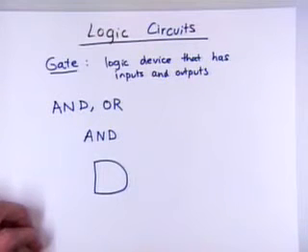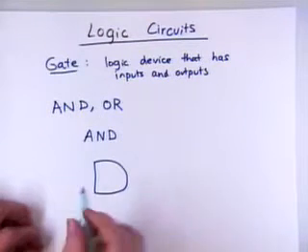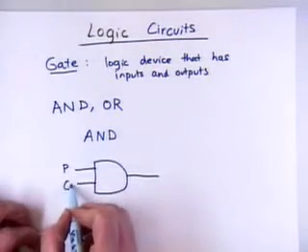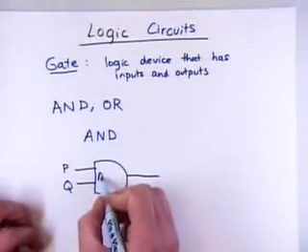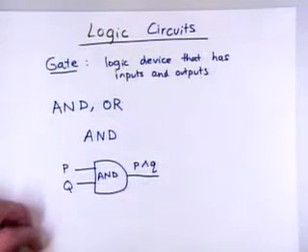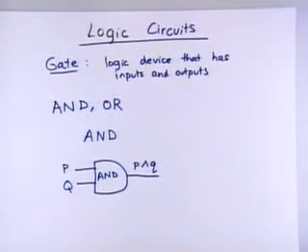It's standard for the inputs to be on the left and for the outputs to be on the right. So our inputs are going to go into the straight part of the D, and our outputs will come from the round part. So if P and Q are inputs to this AND gate, then our output's going to be P and Q. So this is a piece of hardware that will implement our truth table.